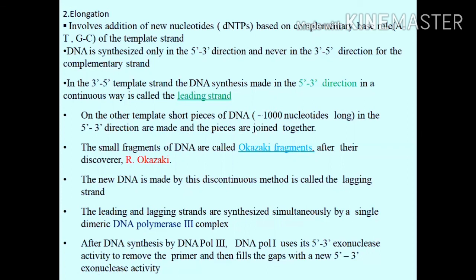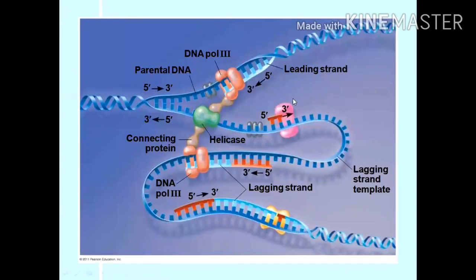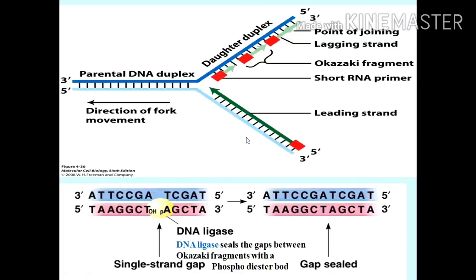So the leading and lagging strands are both synthesized simultaneously by a single dimeric DNA polymerase 3 complex. After DNA synthesis by DNA polymerase 3, DNA polymerase 1 uses its 5' exonuclease activity to remove the primers, then fills the gap with new nucleotides. So this is how the strands are newly synthesized in both directions. We can see it in the next diagram and understand it easily.